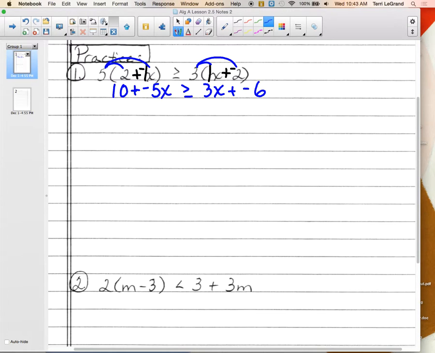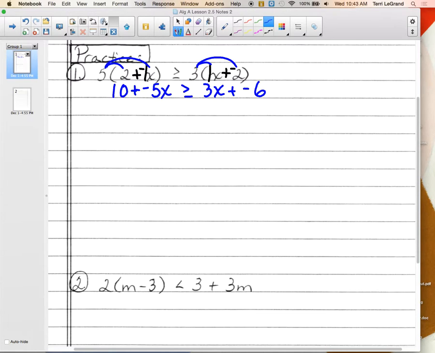Now, here's what I'm saying. I don't want us to solve yet. I'm asking, are there any like terms on the same side that can be put together? So are there? Do we have any like terms we can do any combining with? No, we don't. This is ready to solve, isn't it? We're done simplifying it.